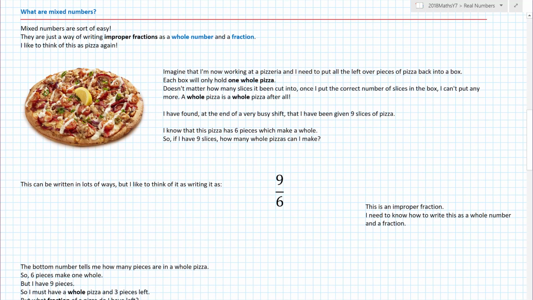So, what are mixed numbers? Well, I think they're sort of easy, and hopefully they are. It's just a way of writing improper fractions as a whole number and a fraction. So let's go back to my love in life, and that is pizza. And I'm using the same picture of the pizza, although why they put lemon on a pizza, I don't know. So actually I'm going to scribble the lemon through, because that's just gross.